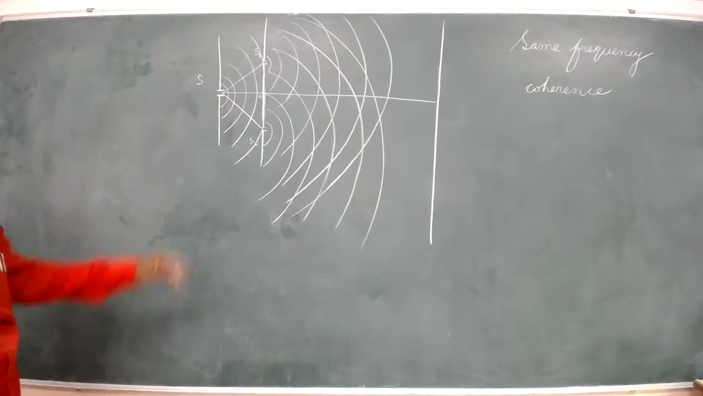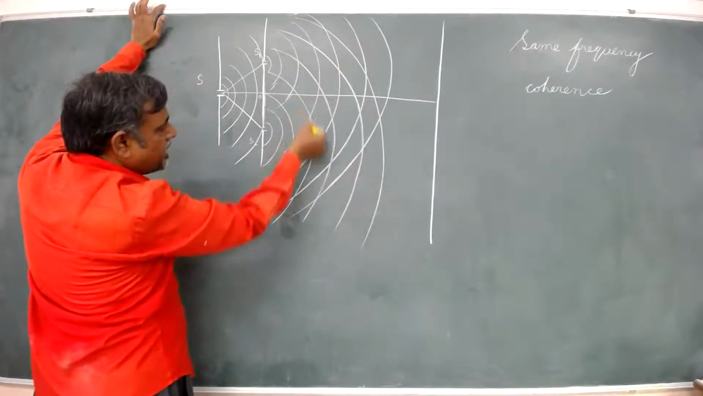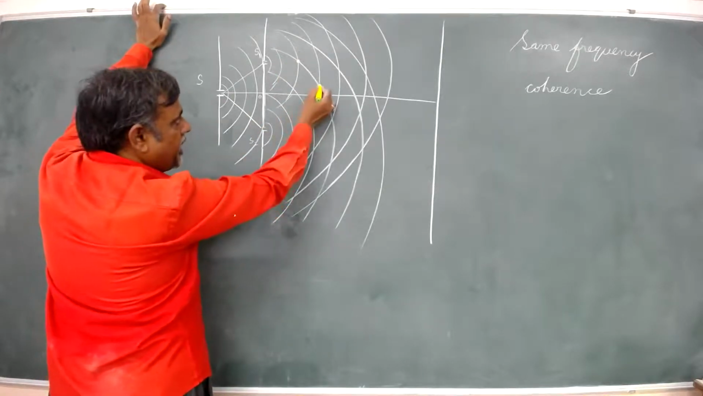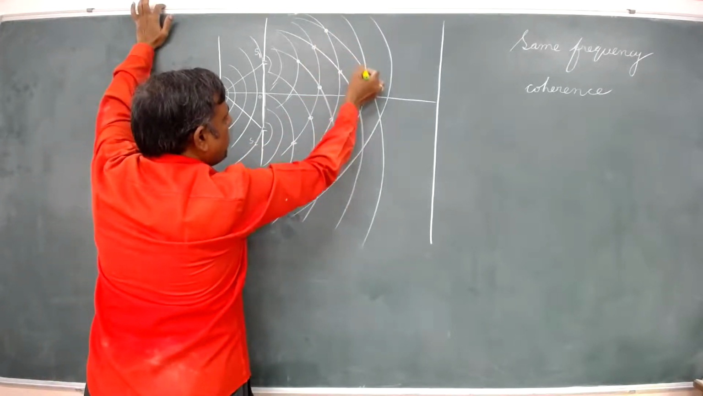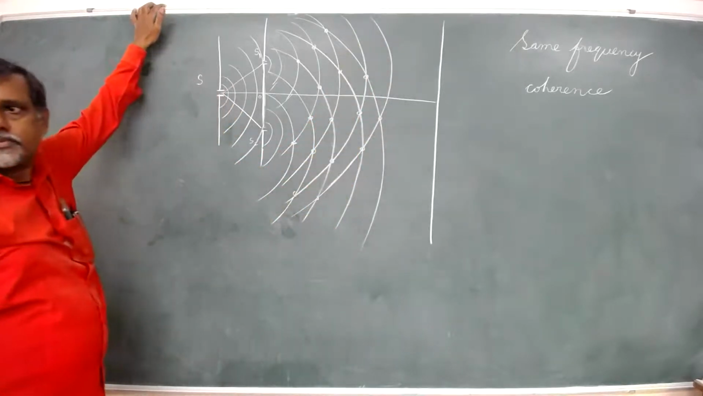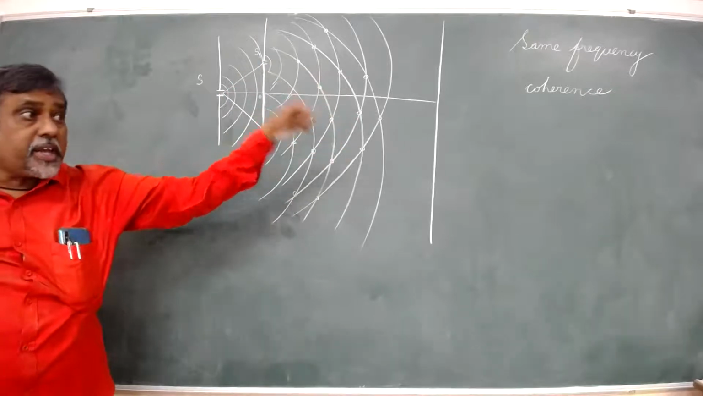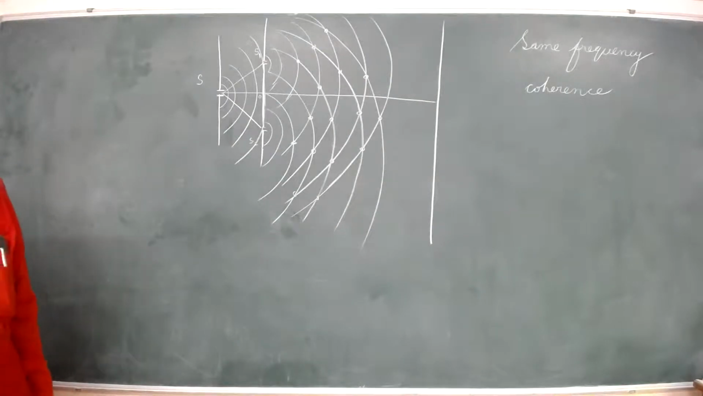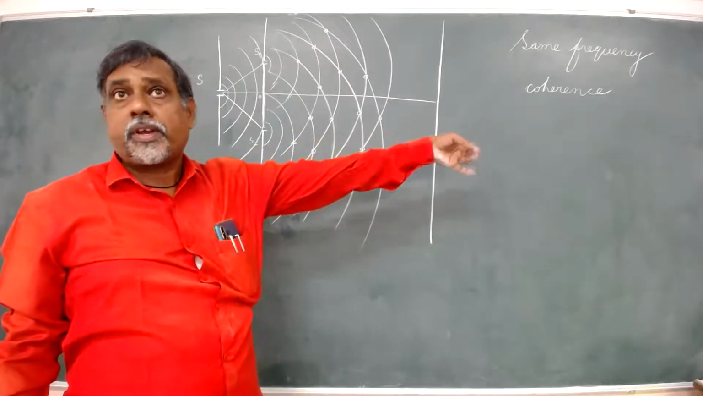Okay, look at this. Here you see, these are the secondary wavelets coming from S1, and these are the secondary wavelets coming from S2. This is the point where these two waves are interfering. Like this, we come across many points where the interference of these waves takes place. Will that interference be constructive interference or destructive interference? And if constructive interference takes place, then what?